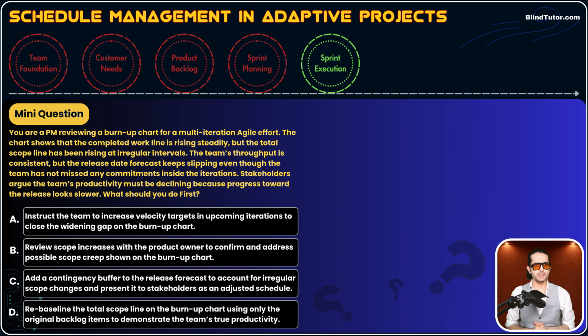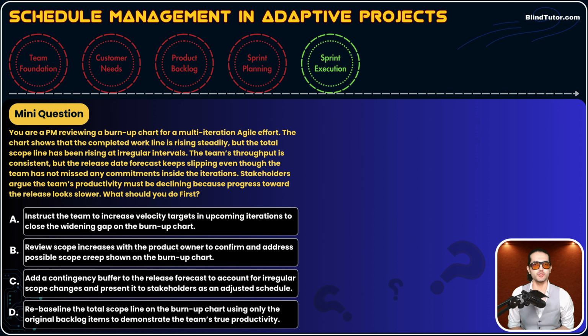You are a project manager reviewing a burn up chart for a multi-iteration agile effort. The chart shows that the completed work line is rising steadily, but the total scope line has been rising at irregular intervals. The team's throughput is consistent, but the release date forecast keeps slipping even though the team has not missed any commitment inside the iterations. Stakeholders argue the team's productivity must be declining because progress towards the release looks slower. What should you do first?